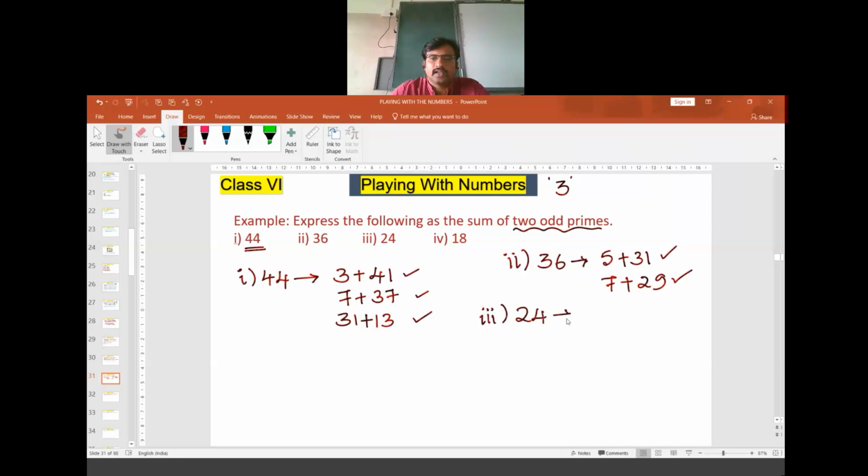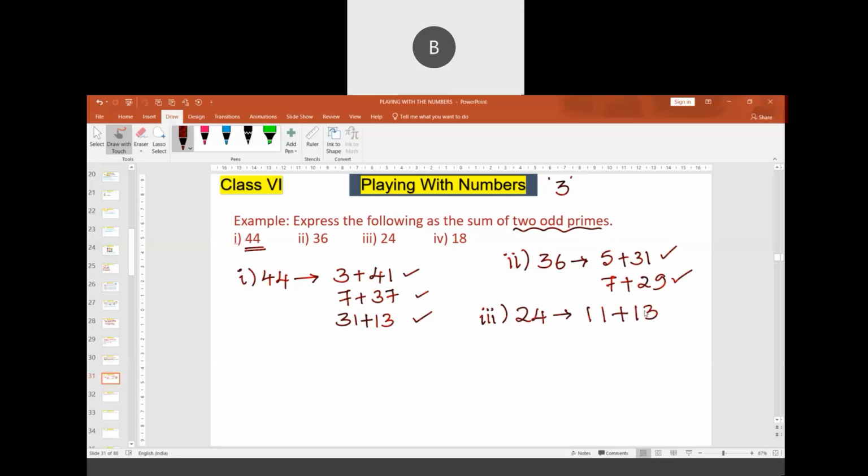Bhumika will answer 24. Bhumika, please. 20. 20 is a composite number, ma'am. 20 you should not say. 29 plus 19, 17 plus 5, sir. Let me give one. 11 plus 13. 11 plus 13 is 24. 19 plus 5.